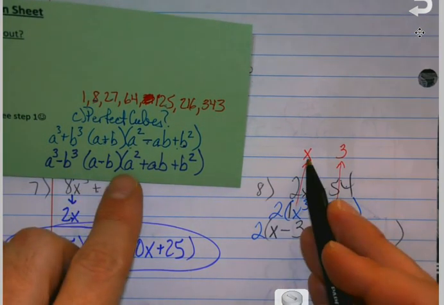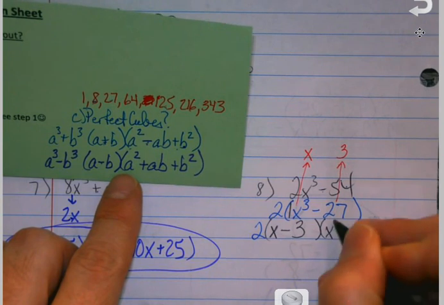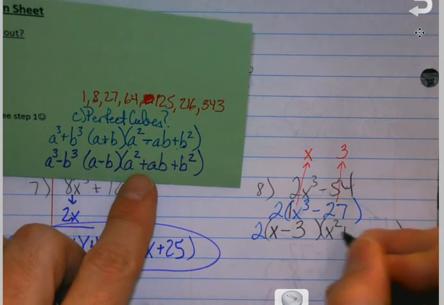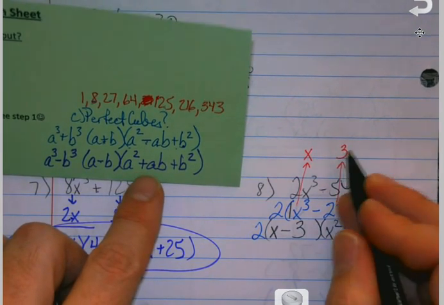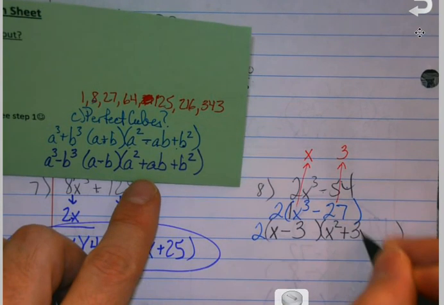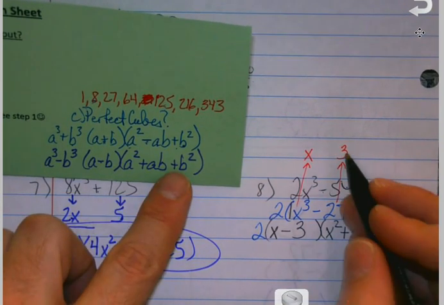Then I square my first term, change my sign, multiply them together, and then square my last term.